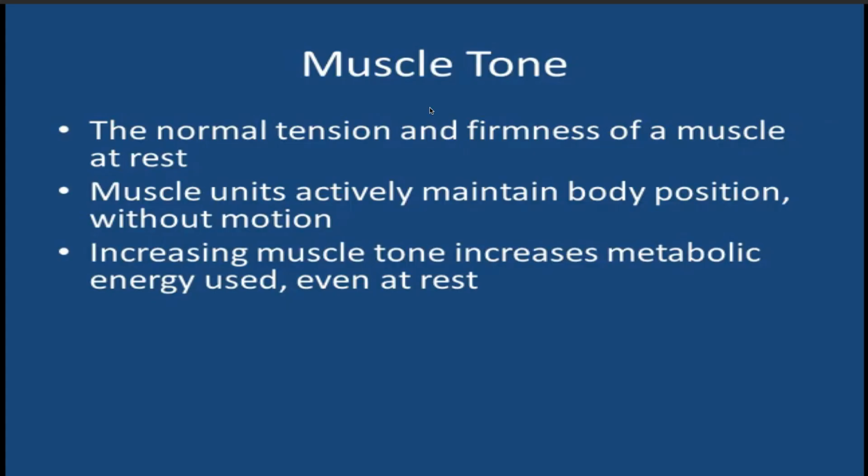And the normal tension and firmness of a muscle at rest is called the muscle tone. Though not producing motion, some muscle units are always actively maintaining body position. Increasing the muscle tone leads to more active muscle fibers, which increases the metabolic energy used, even at rest.